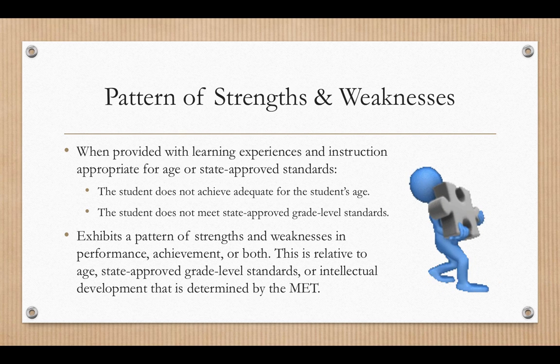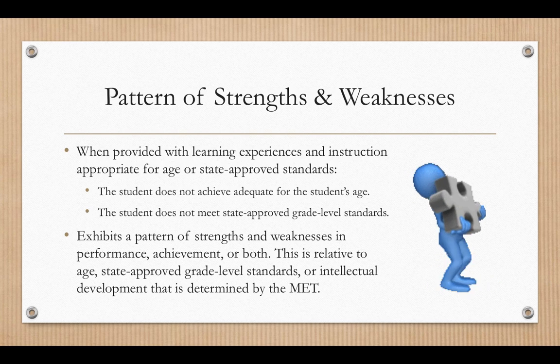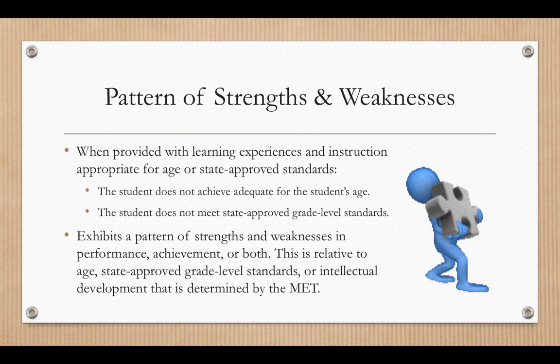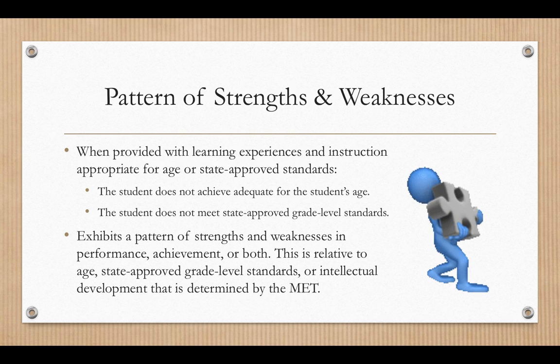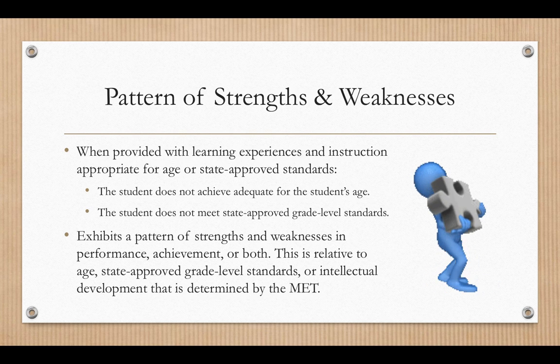Patterns of strengths and weaknesses. When provided with learning experiences and instruction appropriate for age or state-approved standards, the student does not achieve adequately for the student's age, and the student does not meet state-approved grade level standards. So those would be patterns of weakness, and strength would be the opposite of that. They exhibit a pattern of strength and weakness, and can be in performance, achievement, or both. And this is relative to age, state-approved grade level standards, or intellectual development that is determined by the MET, the Multidisciplinary Education Team.